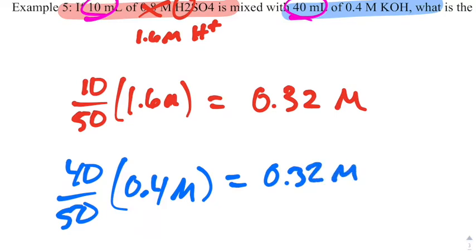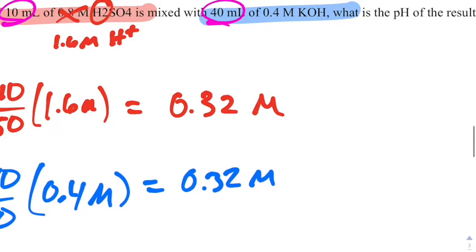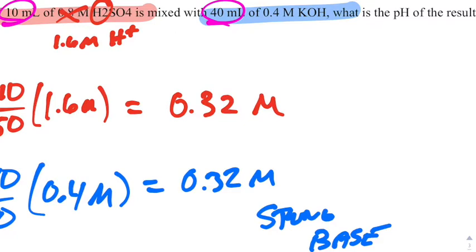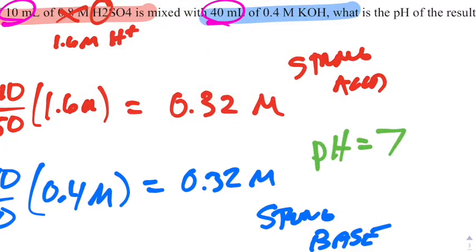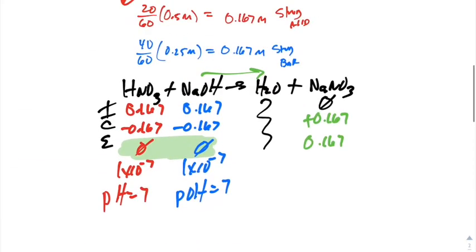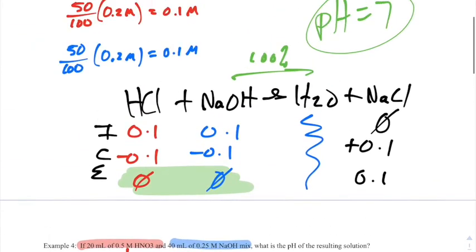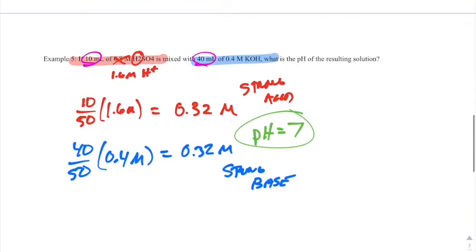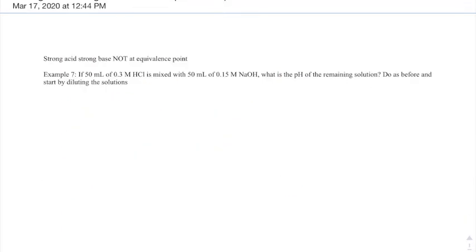So you are going to end up with the same amount of the strong acid as you have of the strong base: 0.32 molarity of the strong base and 0.32 molarity of the strong acid. You are going to end up with a pH of 7 because that is at the equivalence point. So if you react strong and strong solutions together and you end up with the same amount of each, you are going to end up with a pH of 7 at the equivalence point.